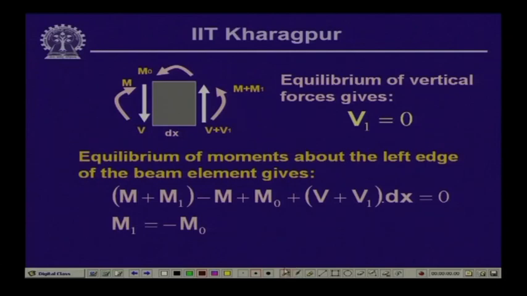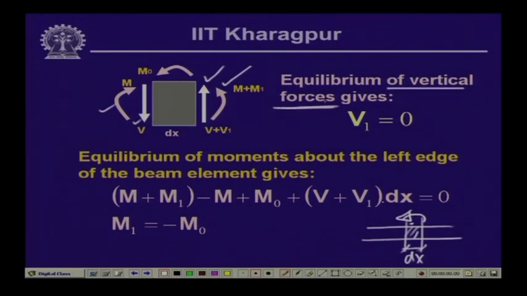Now, many a times, as we have seen, in a beam we can have a concentrated moment. Again considering a small part of the beam of width dx, in this patch we say that at this point there is a concentrated moment M0 acting over here. Again the positive shear and positive moment are indicated over here, and consequently the negative shear and the negative moment on this face. Now, if we take the equilibrium of vertical forces, then V plus V1 minus V is equal to 0, which tells us that V1 is equal to 0.